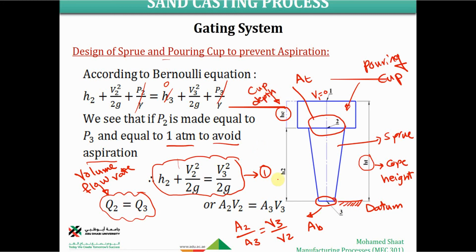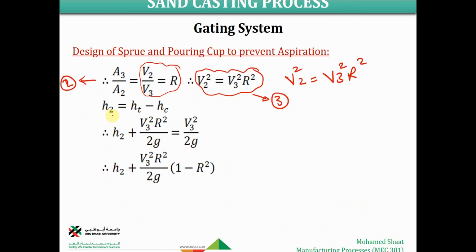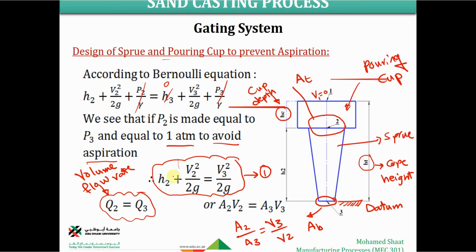Make sense? So it means that H2 should be HT negative HC. So H2 equals HT negative HC, and this is going to be the fourth equation. Make sense? Then what we're going to do, your objective is just to plug equation 2, equation 3, and equation 4 into this equation, right?